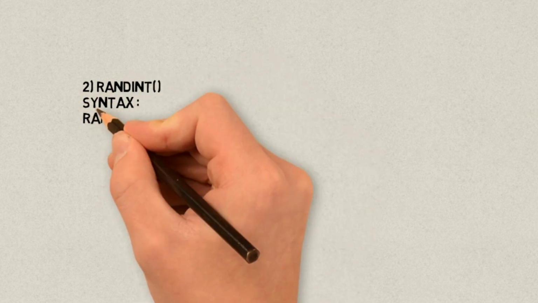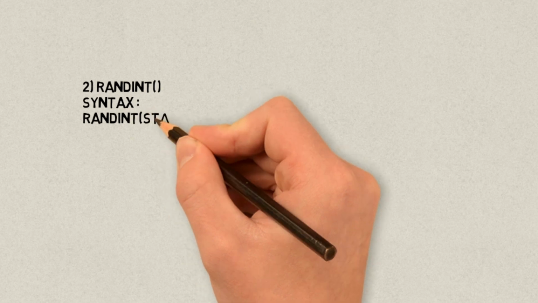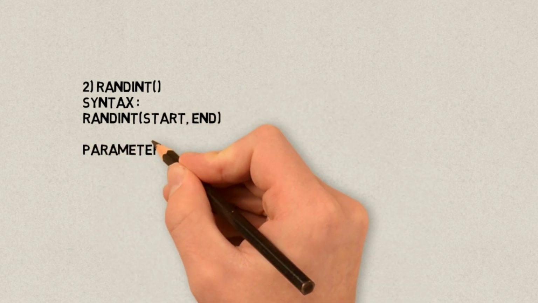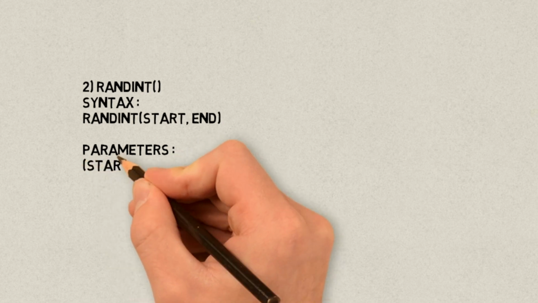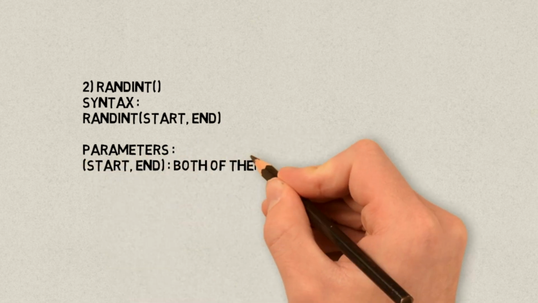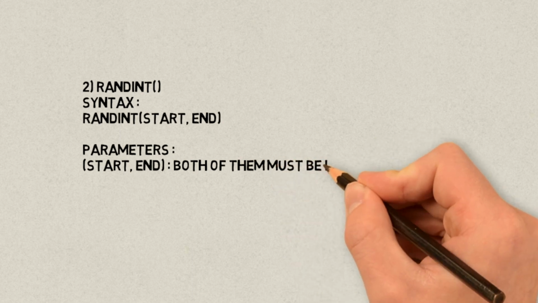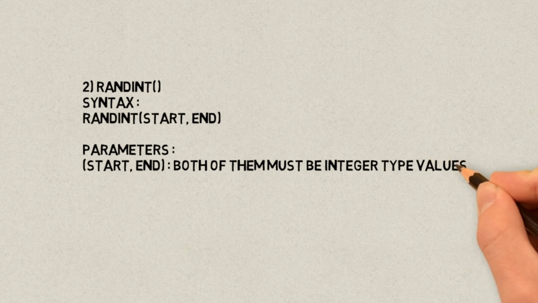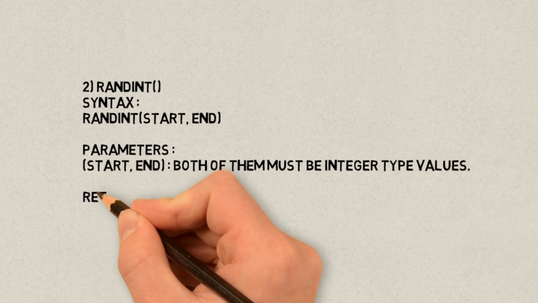Now, the second function, randint. The syntax to use this function is randint(start, end). Parameters start and end, both of them should be integer type values. And this function returns a random integer within the given range passed as parameters.